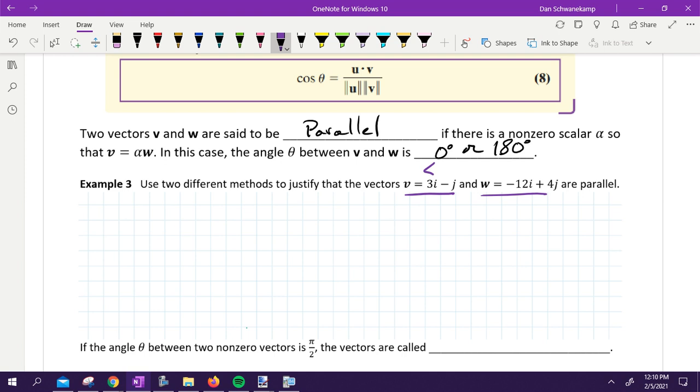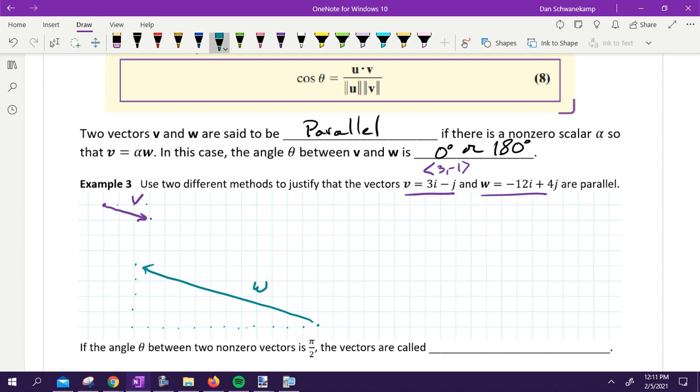So 3i minus j, so 3 comma negative 1. I'm going to pick a dot. I'm going to go 3, 1, 2, 3, down 1. There's my first vector. And then w, so this was v. W is negative 12i plus 4j. So I'm going to pick a dot. I'm going to go left 12, 1, 2, 3, 4, 5, 6, 7, 8, 9, 10, 11, 12. Up 4. 1, 2, 3, 4. Oh, no, that's not straight at all. Terrible. It's garbage. But there we go.